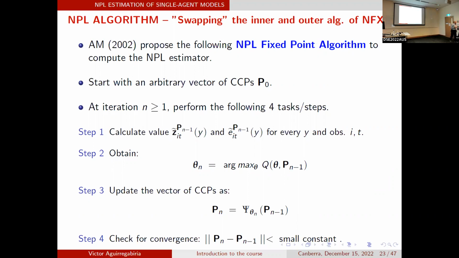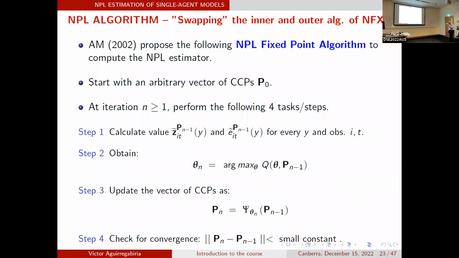Exactly. Conditional on P, we have a theta that is a function of P. Then we get a new P that is a function of the previous P and the new theta. Okay, excellent question. And this is going to be very important, especially for dynamic games. Then this could be very easy, but it might never converge.